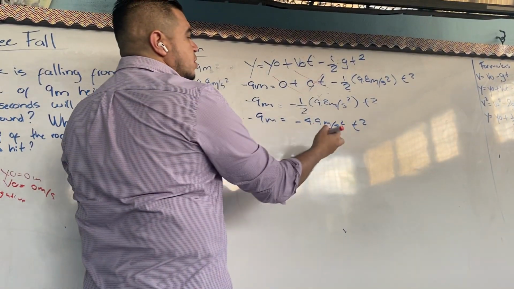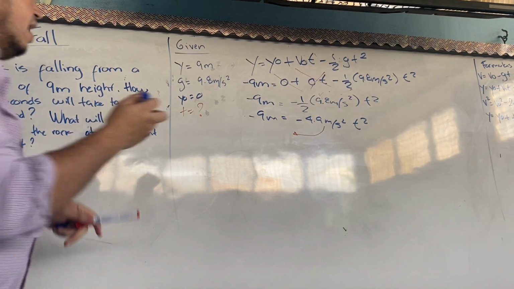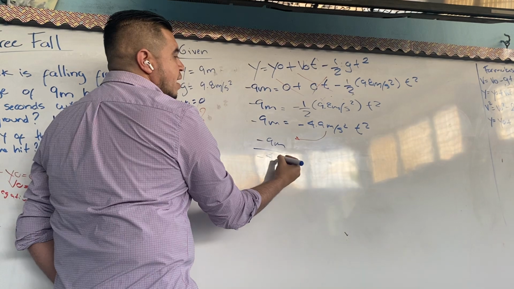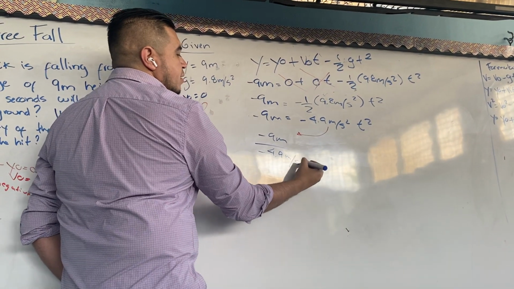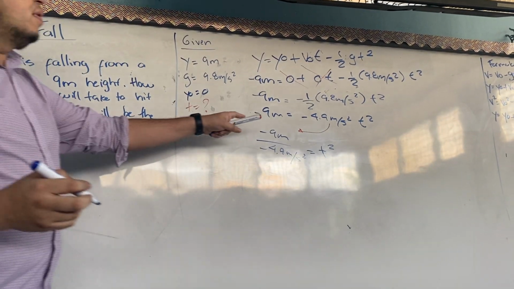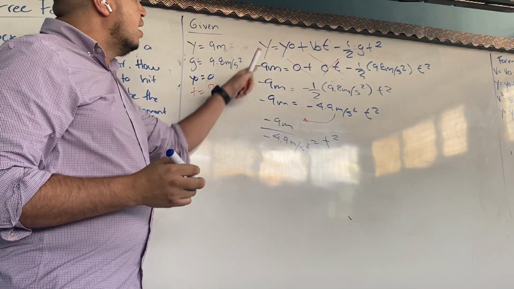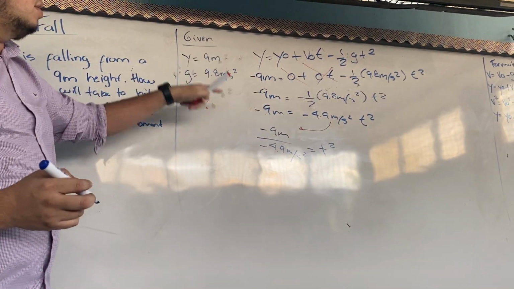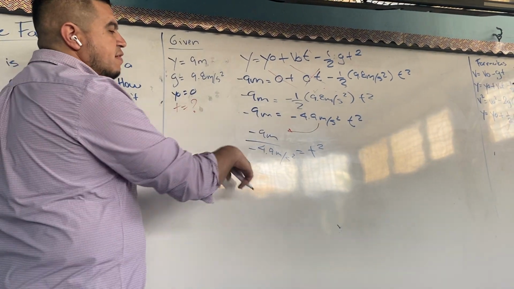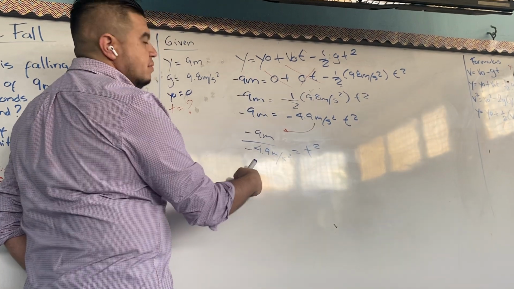We can send this number to the other side too. Divide, right? So we have negative 9 meters divided by negative 4.9 meters per second squared, and that will be equal to the time squared. So it is important to remember the signs, right? This one is negative. When we send it to divide, it will be negative, and this one was a negative position, and the answer will be one positive answer, because if we have a negative number at this side, you cannot find the root of a negative number.